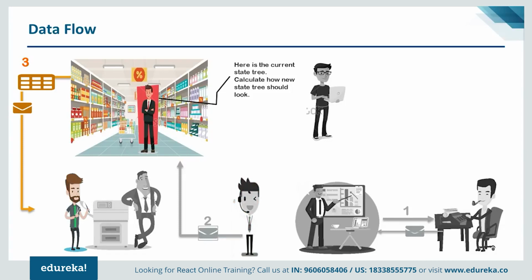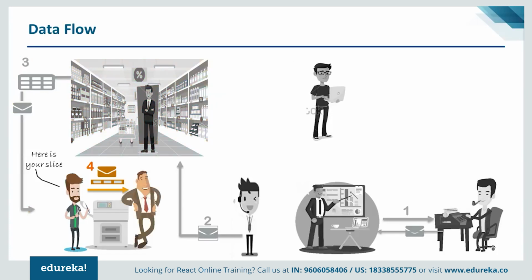It will be passed to the reducer function to calculate how the new state tree should look, because something has been changed. So the store is informing this to the reducer, and the function of the reducer is, since these are pure functions, it takes the previous state tree along with the action and it provides us the new state.